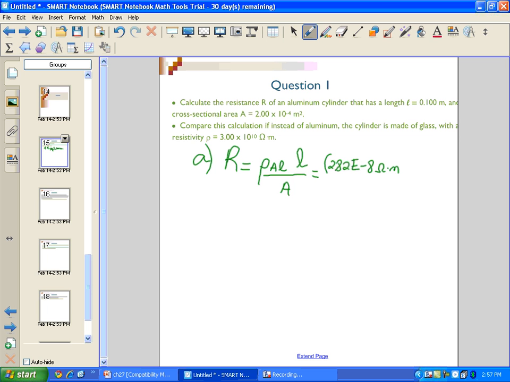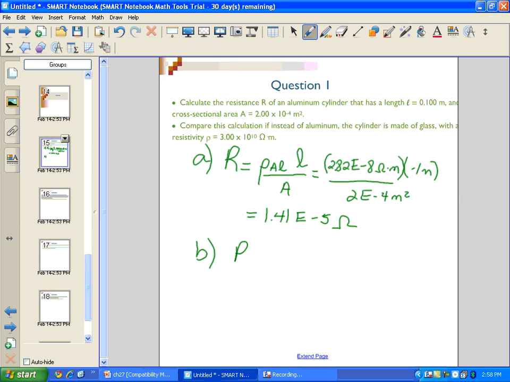So we have 2.82 e to the minus 8 ohm meters times L, 0.1 meter, divided by the cross-sectional area, 2 e to the minus 4 meters squared. When we plug in the numbers in the calculator, we get a value of 1.41 e to the minus 5 ohms, which you can see is a very small value of resistance.